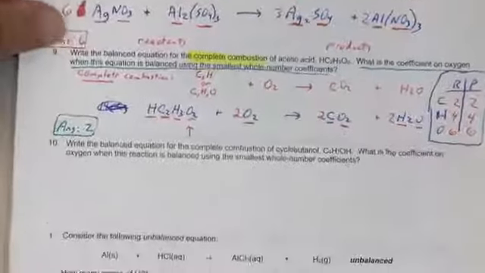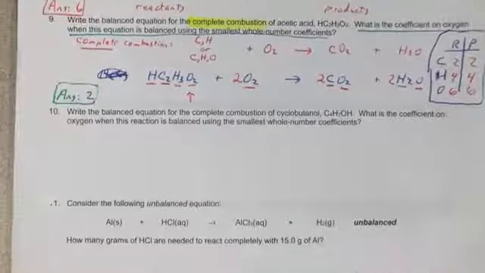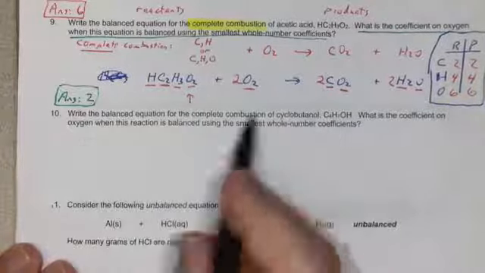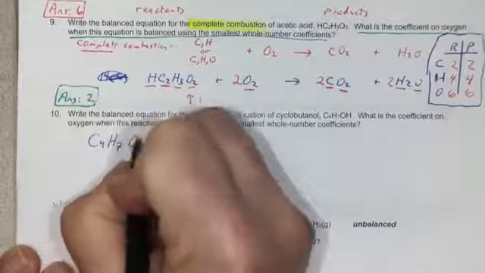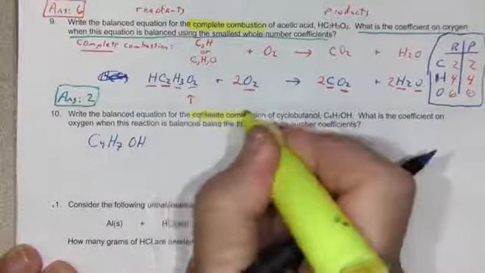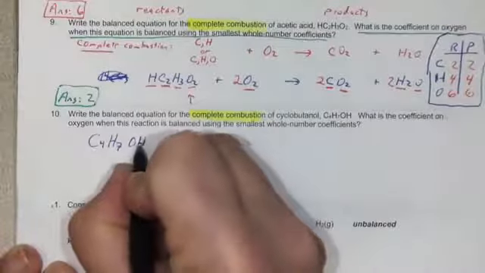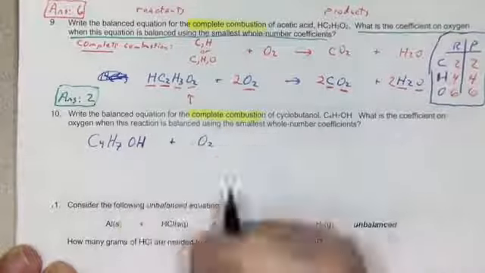Okay, let's do another example of balancing a combustion reaction. The next question says, write the balanced equation for the complete combustion of cyclobutanol. So I'm going to write the formula for cyclobutanol, C4H7OH. Now this says we want to write the balanced equation for the complete combustion of cyclobutanol. That means this will react with what? Well, in a combustion reaction, it burns in oxygen, leaves space. We've got to add in coefficients.